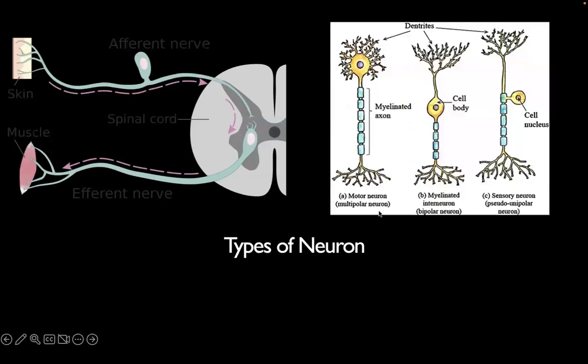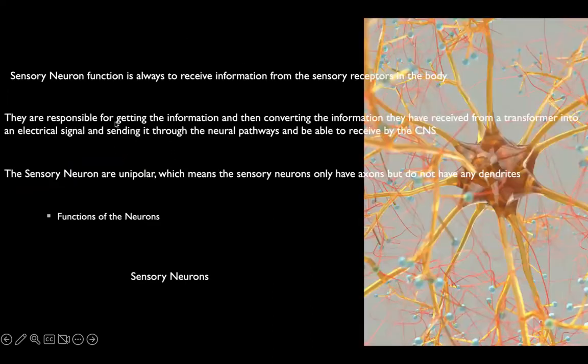The types of neurons, well, they are ascending and descending types of neurons, and there are also interneurons, which are mostly inside the brain. And then sensory neurons, their function: they're always receiving information from sensory receptors of the body.